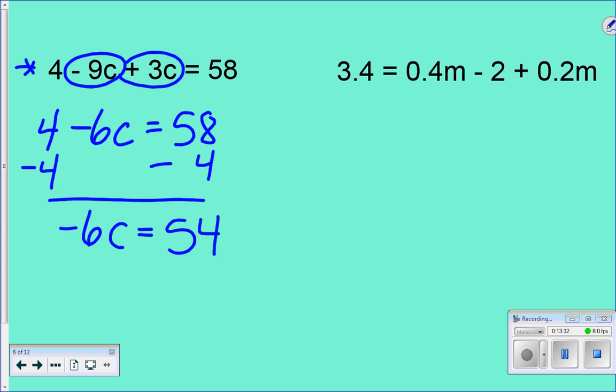Then you turn out this. And then divide by negative 6. C equals negative 9.